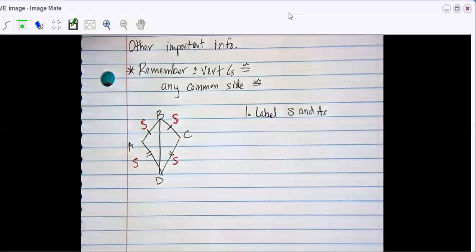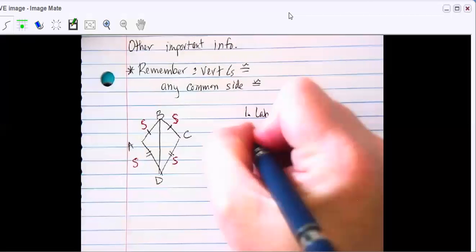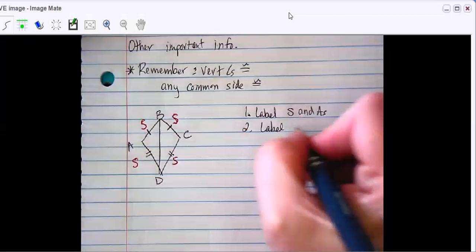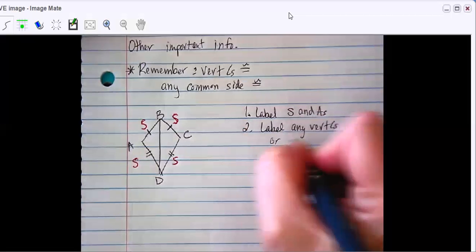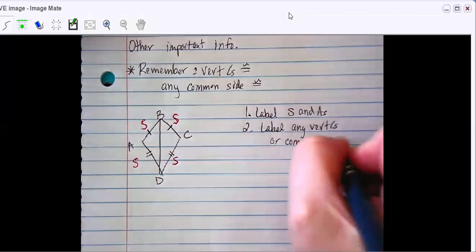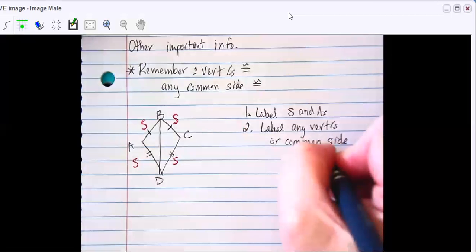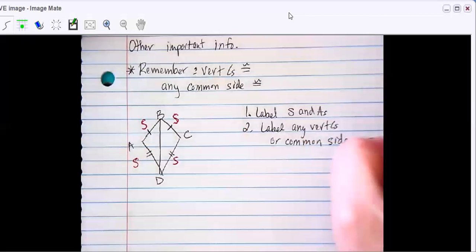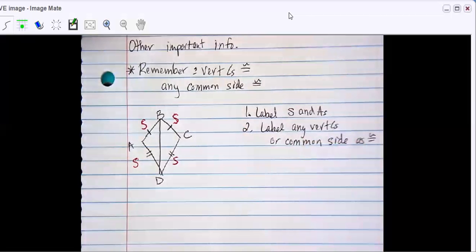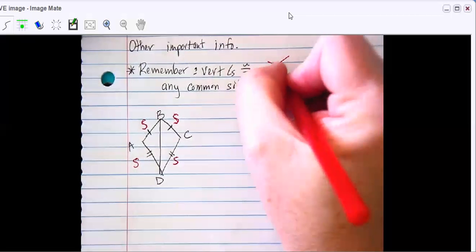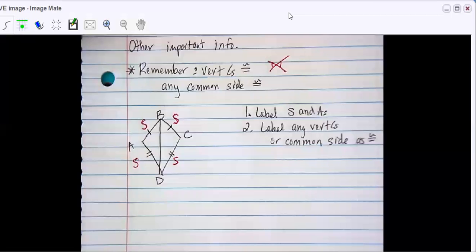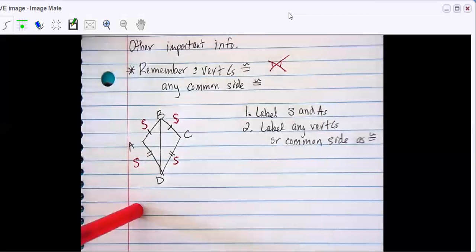So now we look to step 2. Label any vertical angles or common side as congruent. So remember that the vertical angles make an X, where these angles right there are congruent. I don't have that in this picture, so there are no vertical angles.